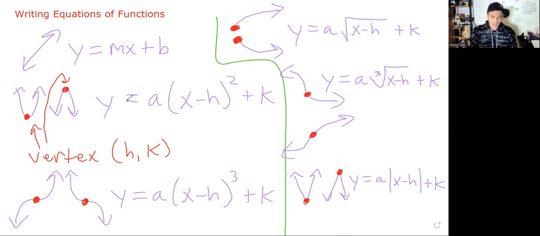And just some more vocabulary that I can throw at you. So if it's a parabola, we call that special point a vertex. If it's an absolute value, we call it a vertex.